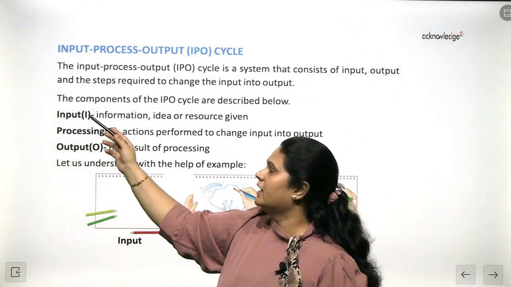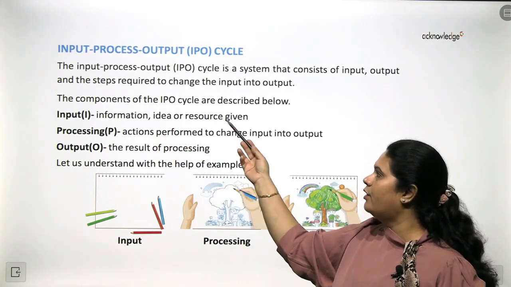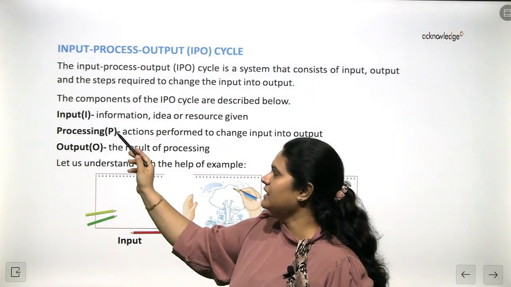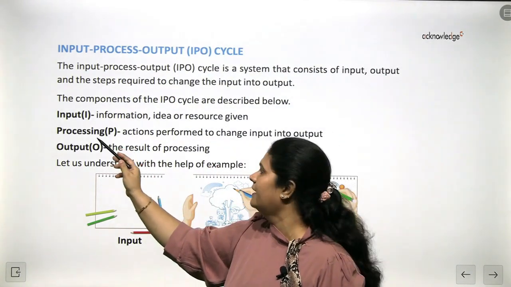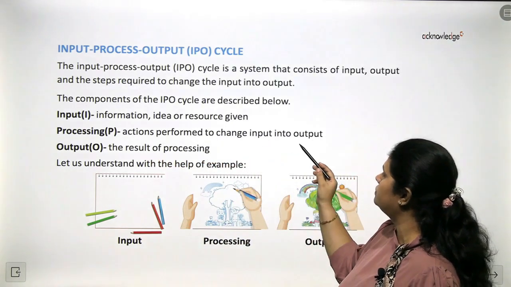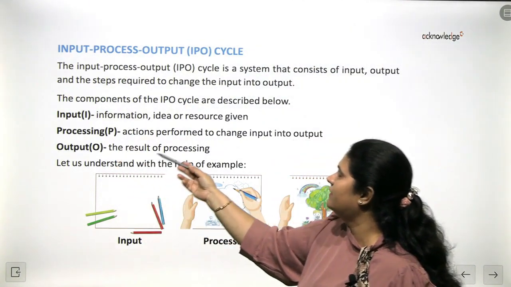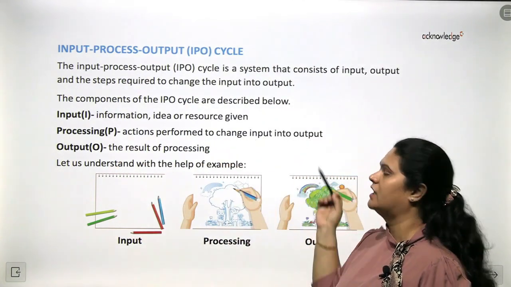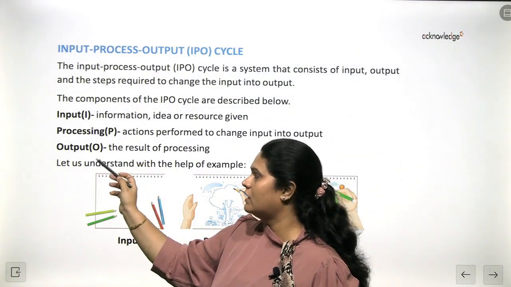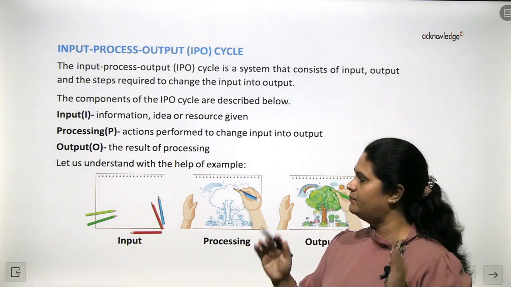I stands for input, which is the information, idea, or the resource that is within the computer. P stands for processing, and these are the actions performed to change the input into output. Now, O stands for output, and it is the result that we obtain after the processing.